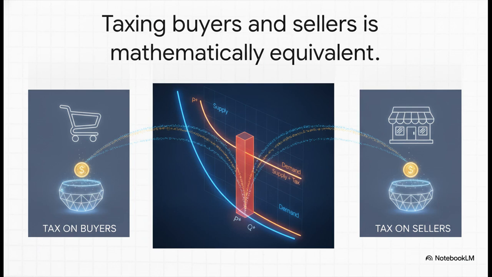So, who should a fair government target? The consumer? The greedy corporation? Well, myth busted. Our model proves that taxing buyers and taxing sellers are mathematically equivalent.